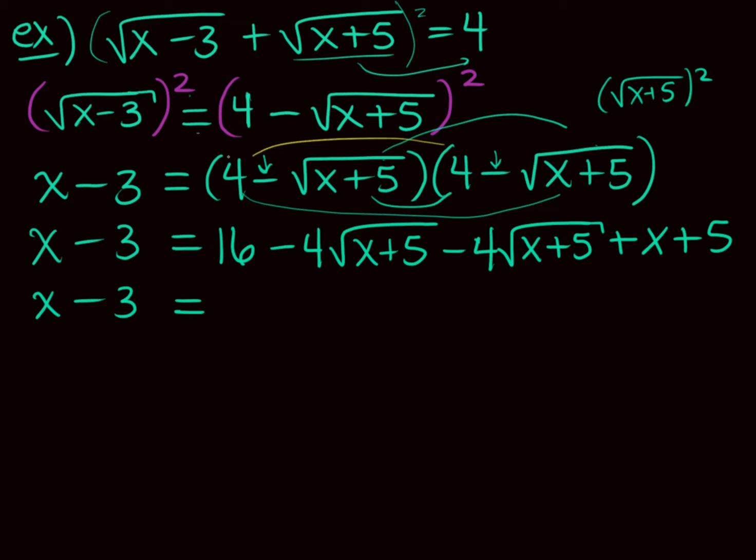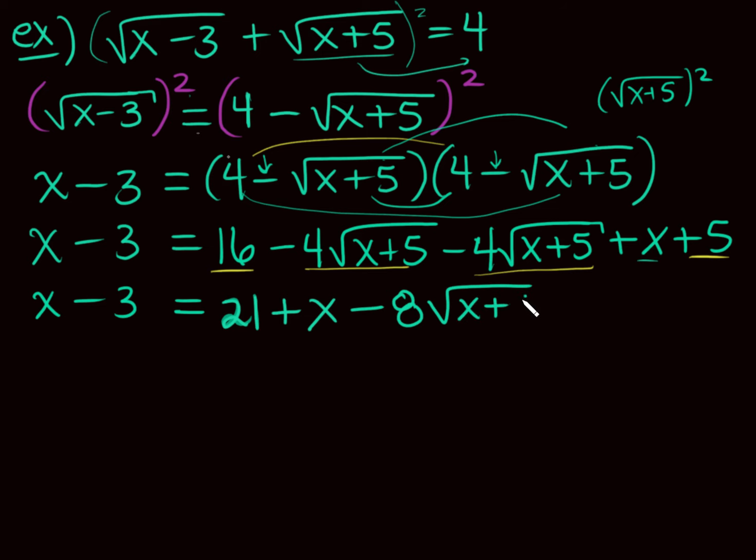So let's combine some stuff here. The 16 and the 5 I can put together. That gives me 21. The x I'm just going to move up here because I think it'll be easier. And then here I have a -4 root x plus 5 minus 4 root x plus 5. So how many root x plus 5s do I have? I have a -8. I can combine those as like terms. Root x plus 5. Okay, you guys, notice I still have a square root in my equation.